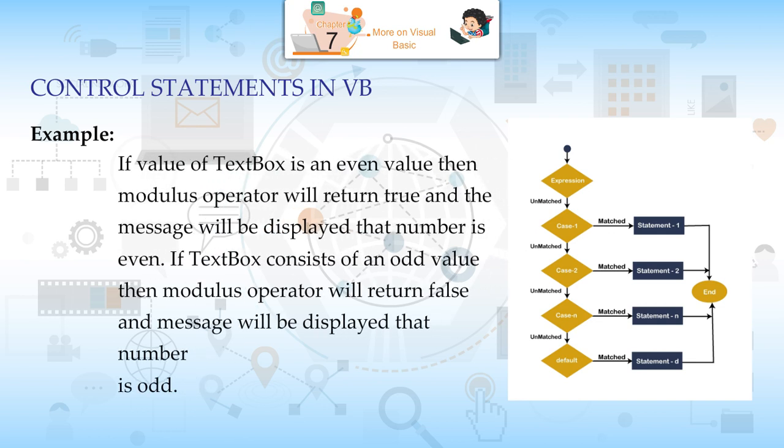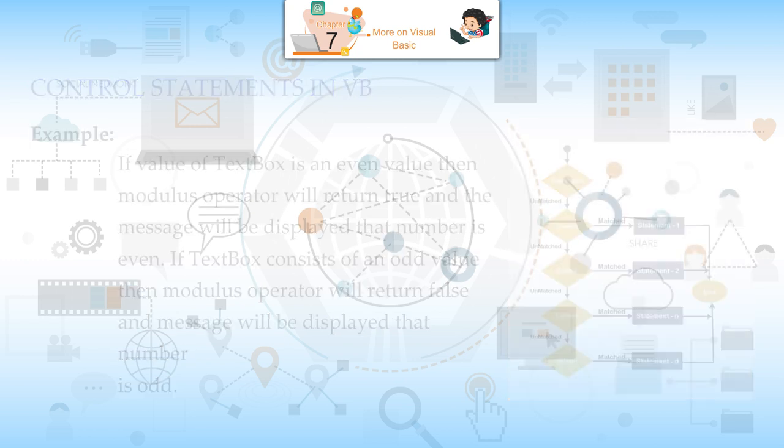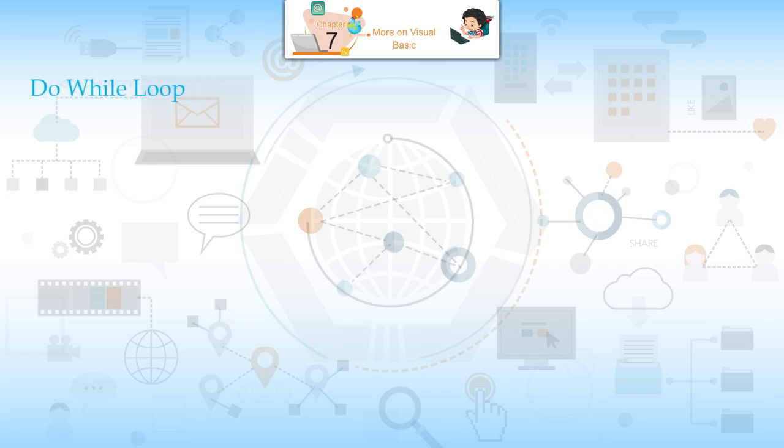End If. If the value of the text box is an even value, then the modulus operator will return true and the message will be displayed that the number is even. If the text box consists of an odd value, then the modulus operator will return false and the message will be displayed that the number is odd.